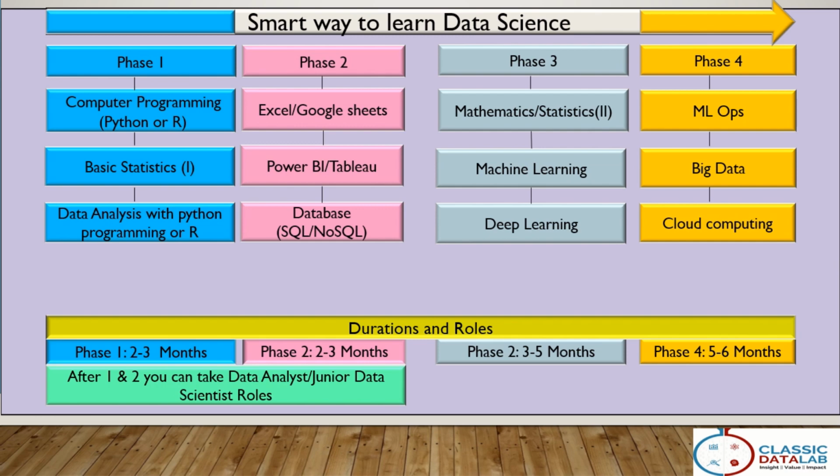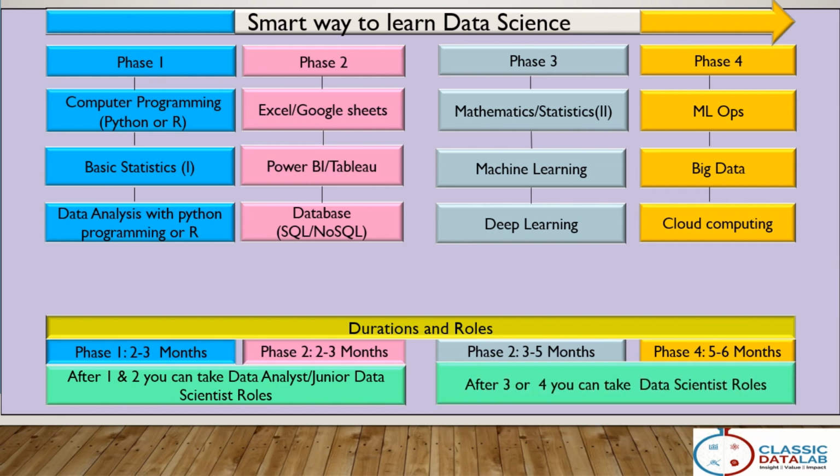Try and apply for positions like data analyst, data scientist, and so on. I mean, the junior data scientist roles. Try and apply for them. If you get it, you are good to go. So whilst you are working after phase 1 and phase 2, then you keep on building into phase 3. Okay, so after phase 3 or phase 3 and phase 4, you can take data scientist roles with confidence, right?